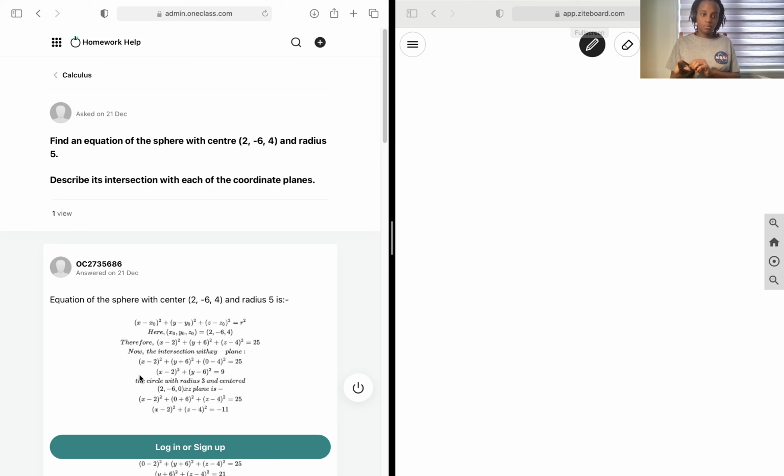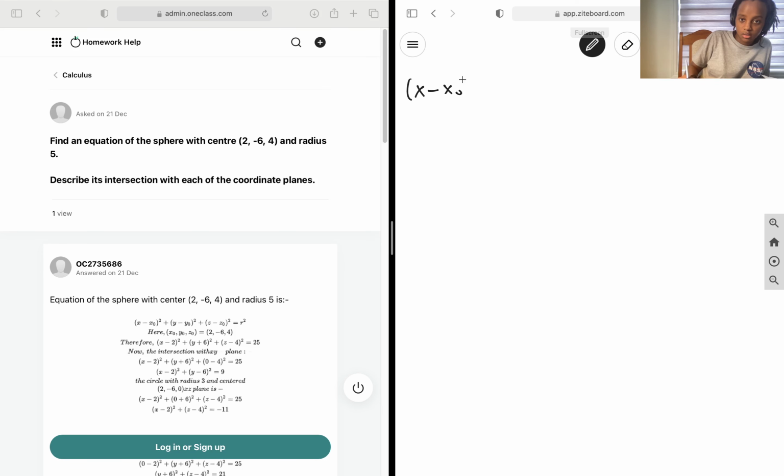Okay, so first off we want to find an equation of a sphere with center 2, 6, 4, and radius 5. In order to do this, we need to remember the general equation of a sphere, which is x minus xo squared plus y minus yo squared plus z minus zo squared is equal to r squared. And xo will be the center of the sphere in x coordinates.